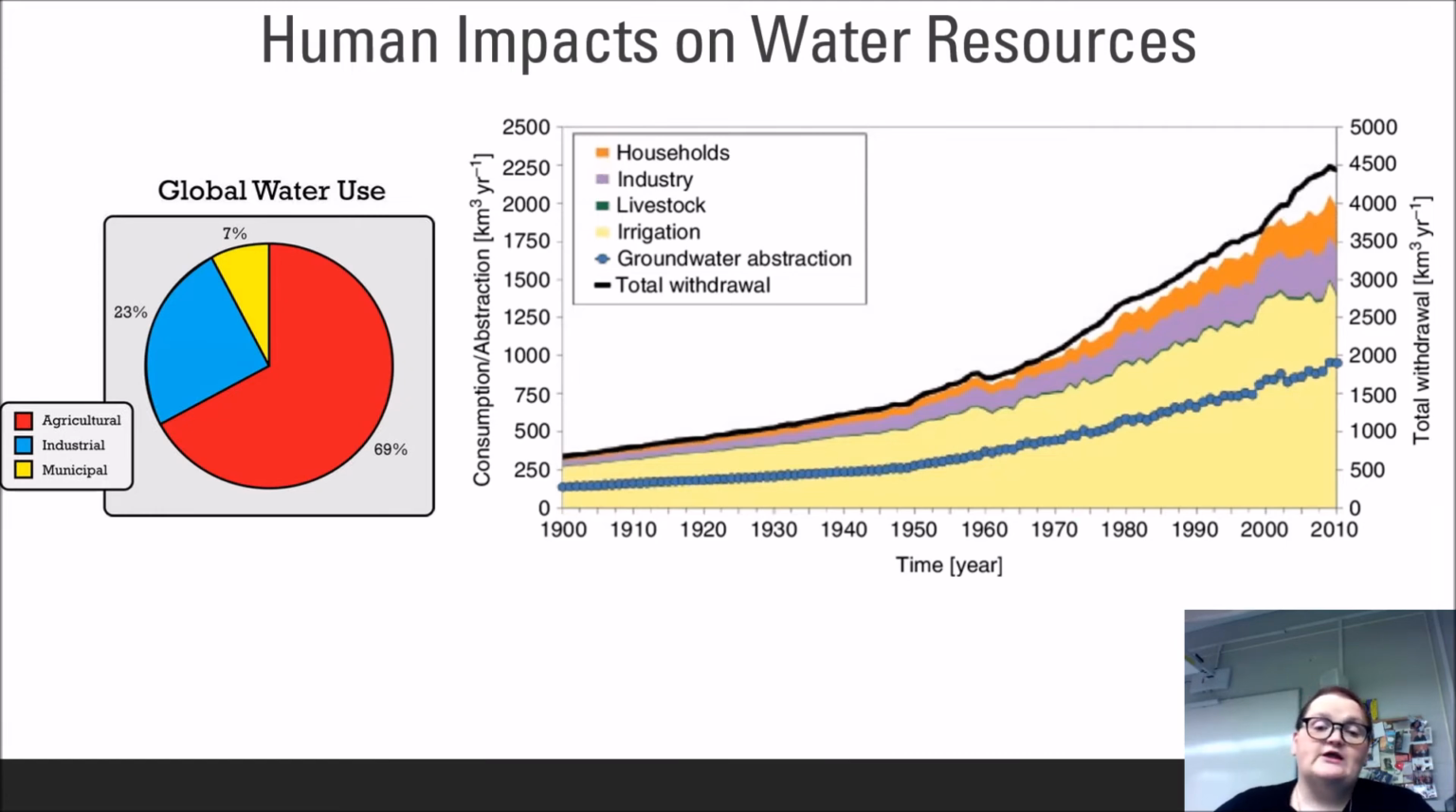The graph on the right shows a different view of the uses of water by humans. Note that our total water withdrawal has been increasing steadily since 1900, with a sharp increase beginning in the mid-1950s. It is interesting that this coincides with the first Green Revolution, which sought to increase the yield of a variety of agricultural products.